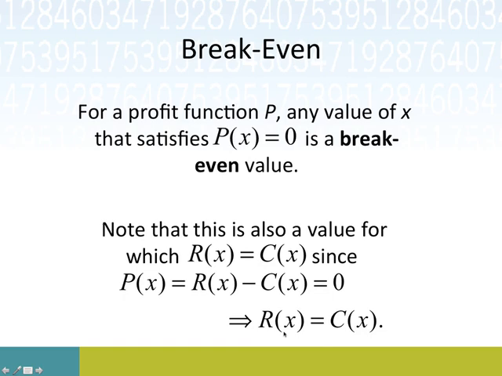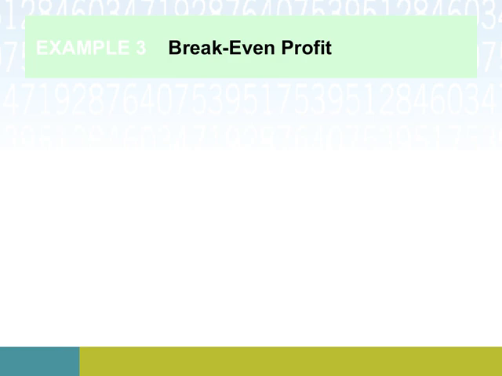Sometimes it's more convenient if you're given these two functions, you don't have to build profit and then set it equal to 0 to solve. You can just set these two equal. And it makes sense too. The gross amount of money you take in being equal to how much you expend to make these products, well, then you're not going to be making any profit on top. So let's try one of these out.